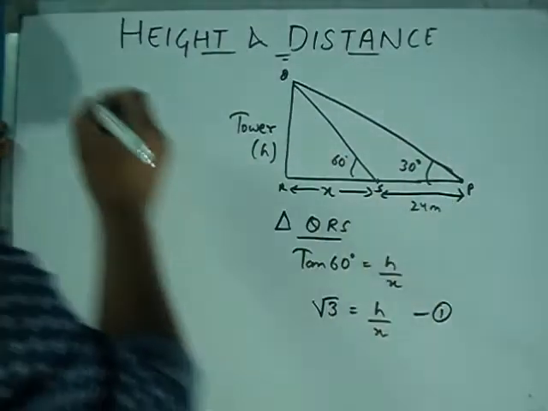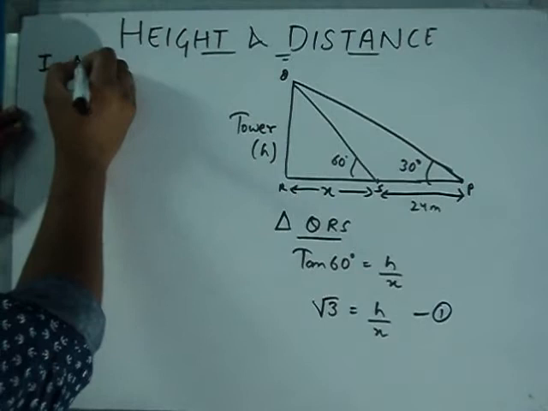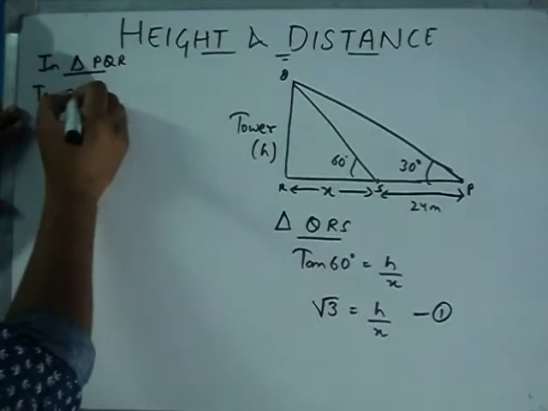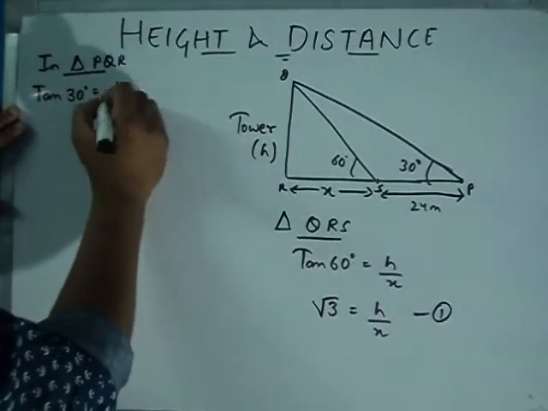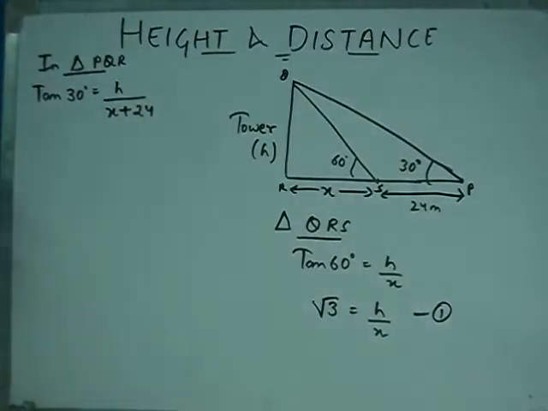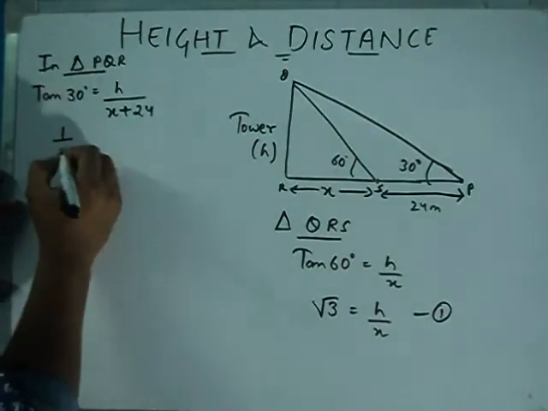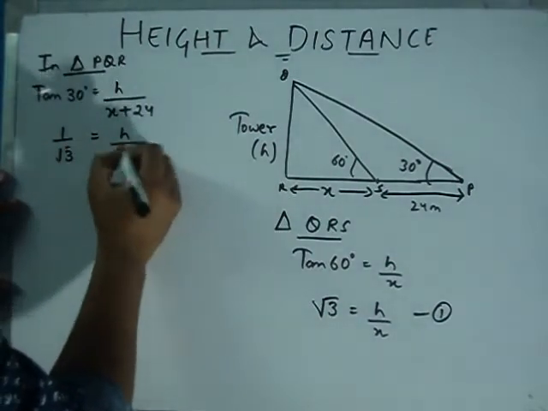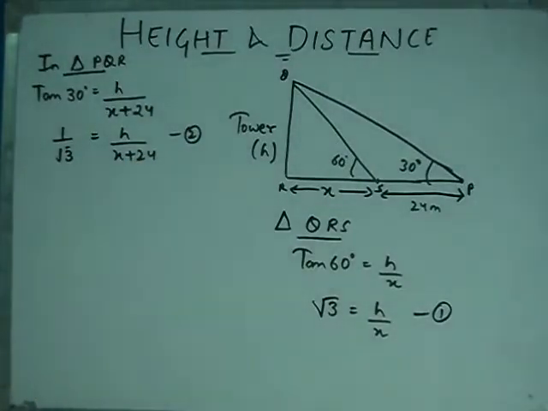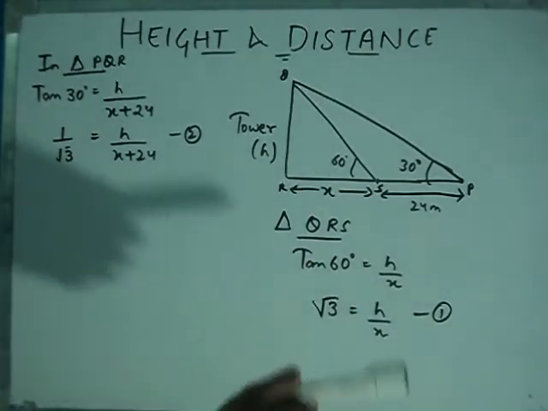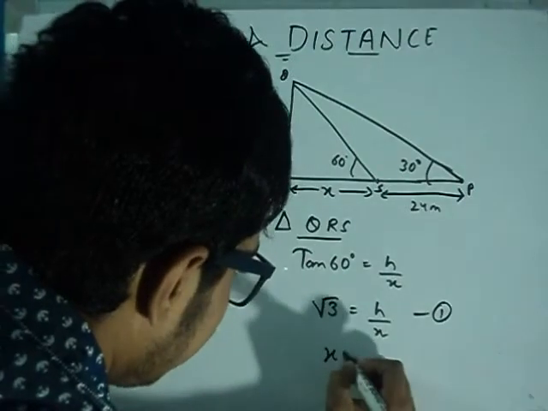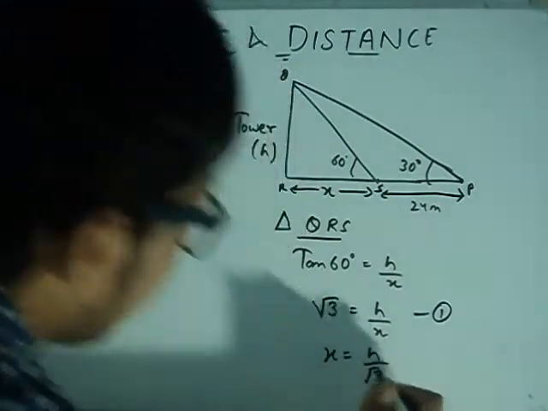And in triangle PQR, we have tan 30, the ratio of tower length divided by x plus 24. Using these two equations, tan 30 is 1 by root 3, and we get two parameters like this. We use this equation: x is h by root 3, or we can say that h is equivalent to x root 3.